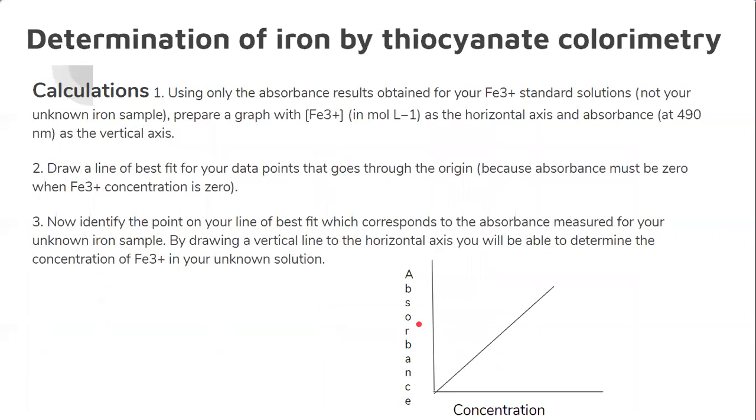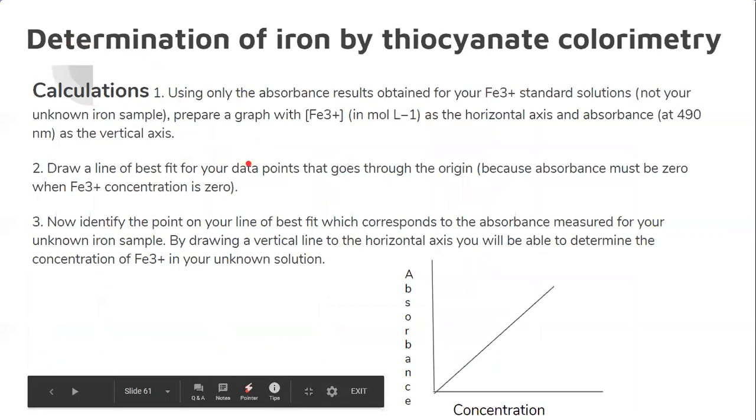After that, we do the calculation. First we need to draw a calibration curve. On the y-axis we take absorbance, and on the x-axis we take concentration. After plotting the values, we get a straight line from the origin, like that.